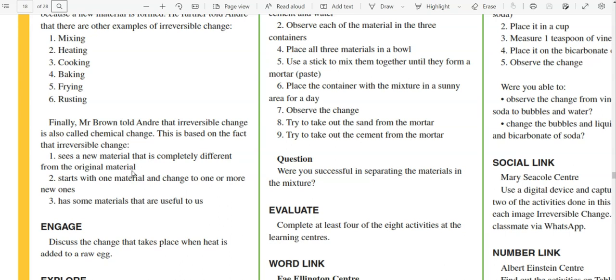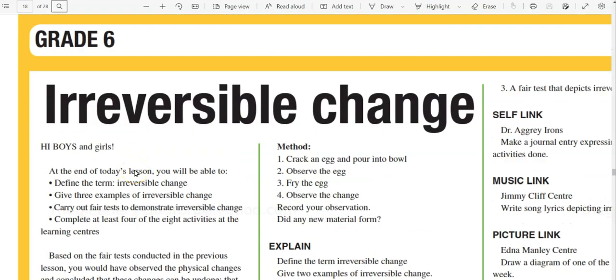Okay, so those are some of the things that we need to bear in mind when we think of irreversible change. Take care, and I'll see you in our next episode.